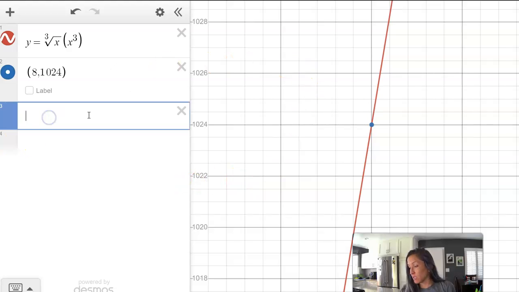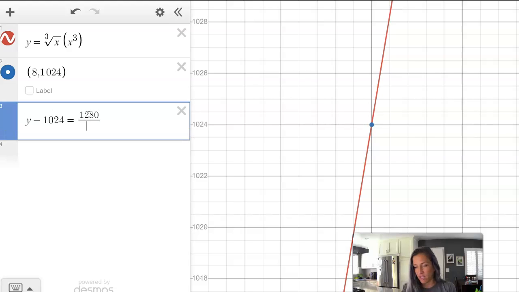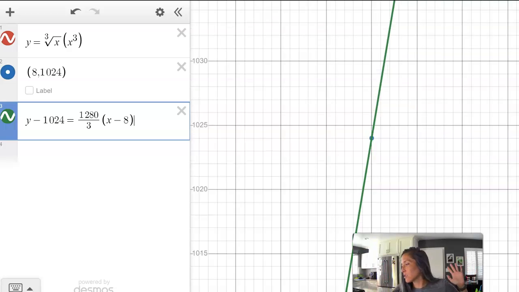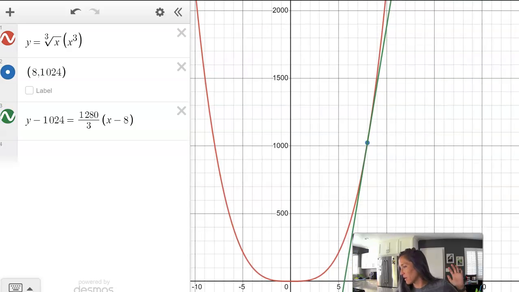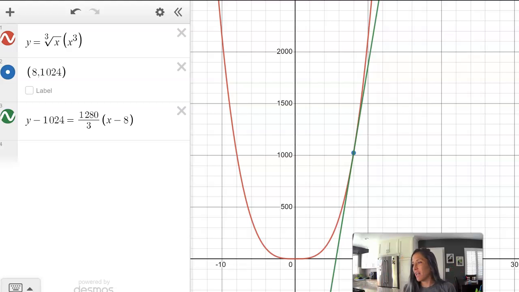As a reminder, we had y minus that 1,024 is equal to my slope, which was 1280, I believe, divided by 3, I hope. I'll go look back if it doesn't look right. And then x minus 8. Oh, we're so zoomed in that our tangent line and our curve look identical. We're not going to start seeing that they're not identical until we really zoom out, and then we can see them coming away from each other. But that looks nice. Congrats us.